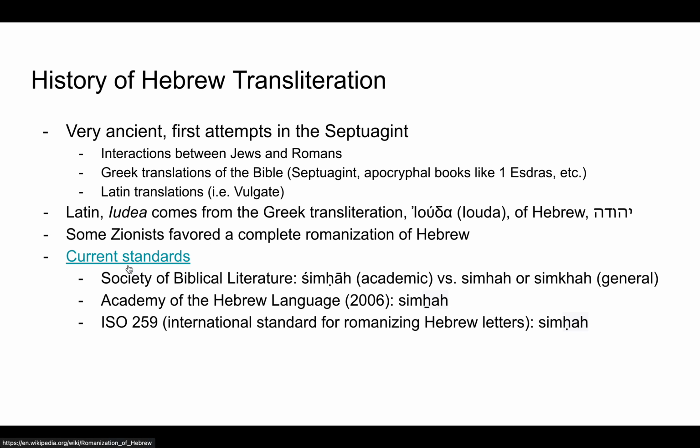Now there are 3 modern standards, which is the Society of Biblical Literature, and I have an example here. They have 2. They have an academic recommendation and a general recommendation. There's also the Academy of the Hebrew Language from Israel, and the International, I forget what this stands for, but the ISO 259 is a different system used to transliterate Hebrew into English.